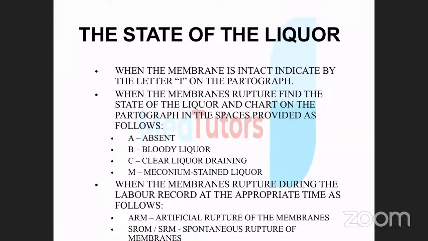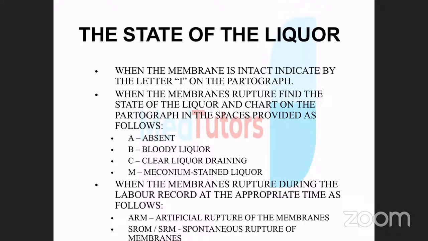The state of the liquor. When the membrane is intact, you indicate it on the partograph, in the row for the liquor, by putting I, which means intact. When the membrane has ruptured, you look at the color of the liquor and put an appropriate notation. When the membrane has ruptured and you didn't see any liquor, you put A, meaning absent. It probably means there's oligohydramnios. If the liquor that came out is bloody, you put B. If the liquor is clear, you put C. If the liquor is meconium stained, you put M.